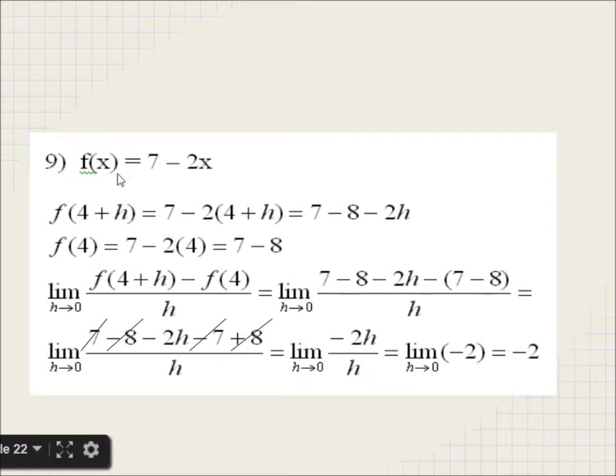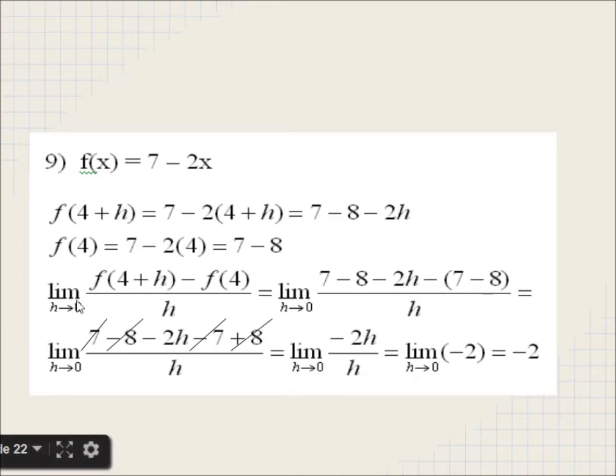f(x) is equal to 7 minus 2x. For f(4 plus h), we have to substitute the x value with 4 plus h. So 7 minus 2 multiplied by 4 plus h, because there was x here, we substitute x with this value because it is asking us to calculate the function of 4 plus h. After simplifying, you get 7 minus 8 minus 2h, and then we calculate f(4), which we get as 7 minus 8.